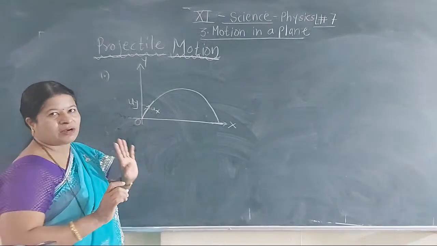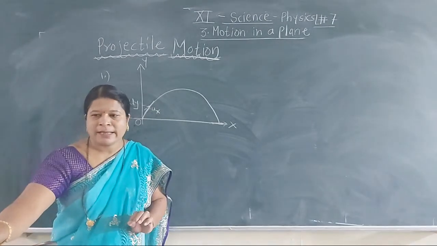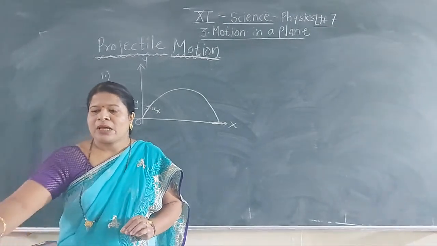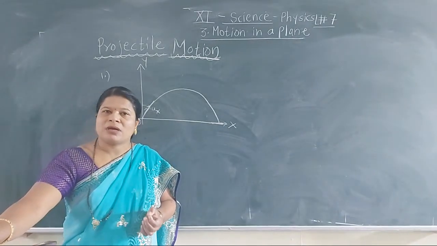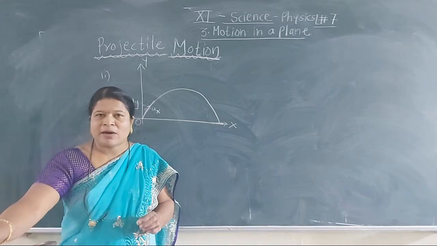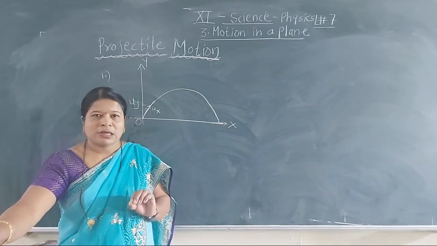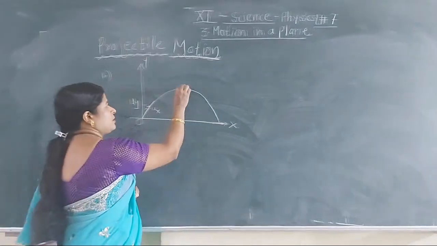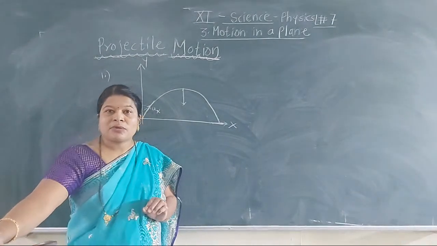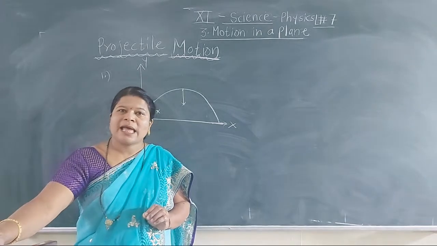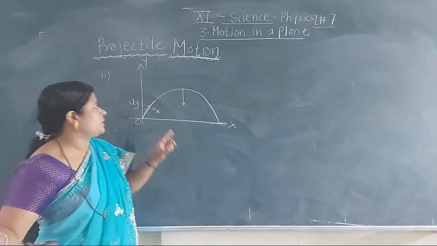This is the important point we have to remember first. Second, the acceleration due to gravity acts only along the vertically downward direction. The acceleration on a projectile due to gravity acts only along the y direction.